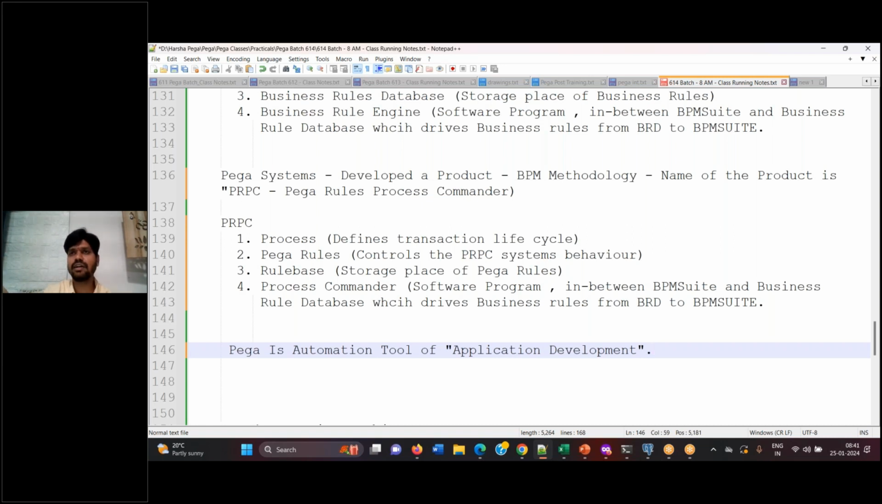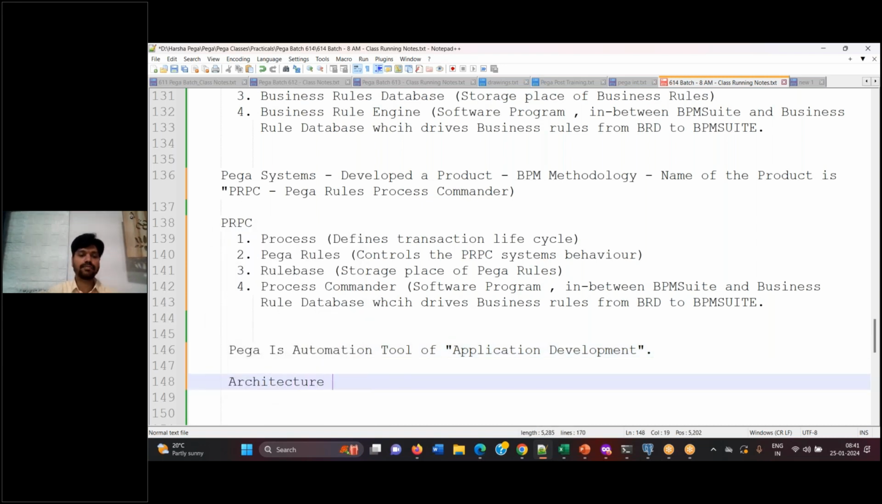Robot, you know, right? A robot will do things instead of us. What will it do? It will do tasks. Now PEGA is also a robot, but a program robot. Programming will be done by PEGA. You will be provided with UI based navigations. Understand? Now, the architecture of PEGA.